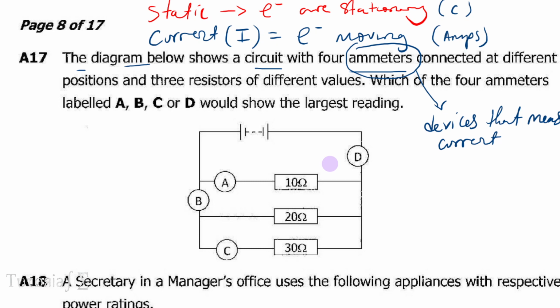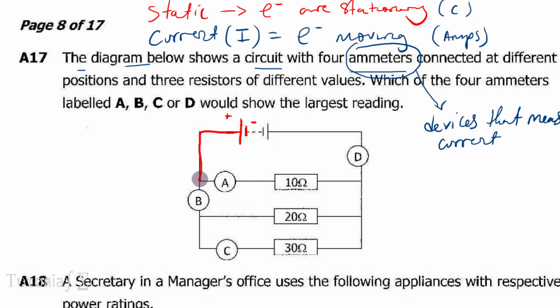Now, first of all, you need to know how current moves when it is in a circuit. How you know how it moves is by identifying the cell that you have. For any cell, there will be a long side and a short side. The long side is the positive and the short side is the negative. Current always moves from the positive part going towards the negative.